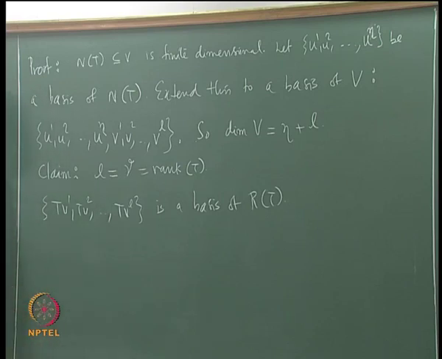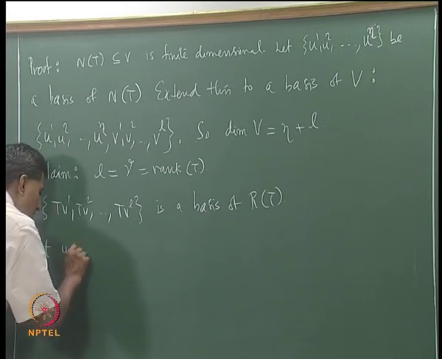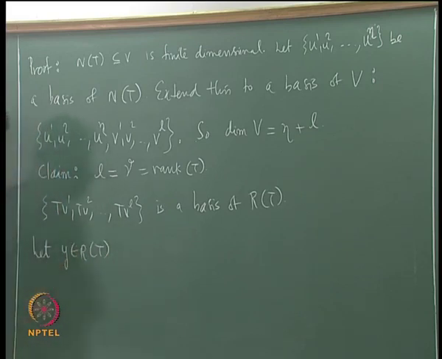Okay, so that's what we'll do. We'll show that these vectors are linearly independent and they span the range of T. Let's first dispose of the spanning part. We must show that this is a basis, so we must show that it's linearly independent and a spanning set. So let's take y in the range of T and then show that y is a linear combination of these vectors.